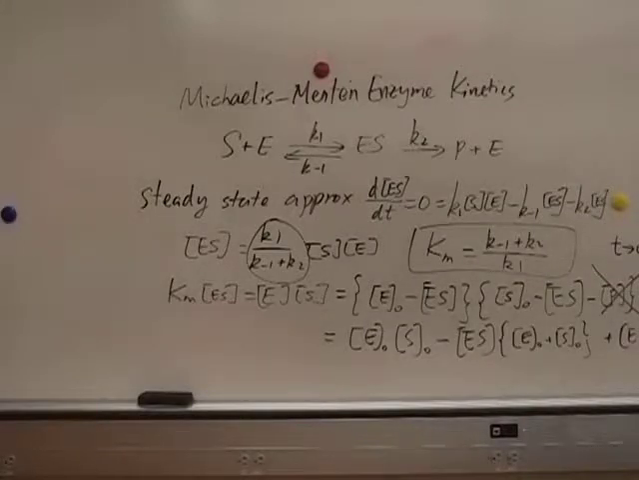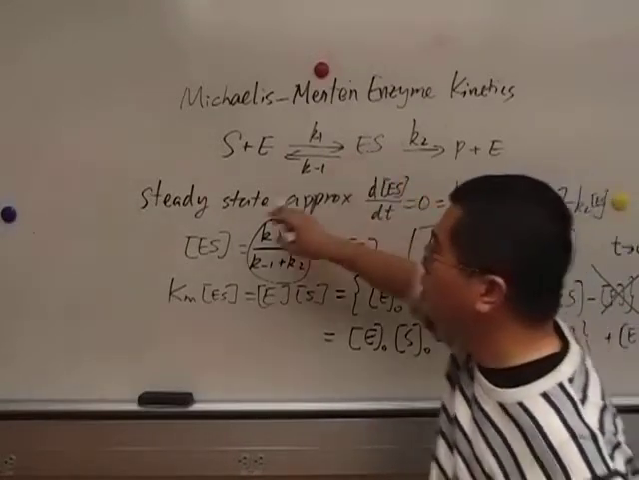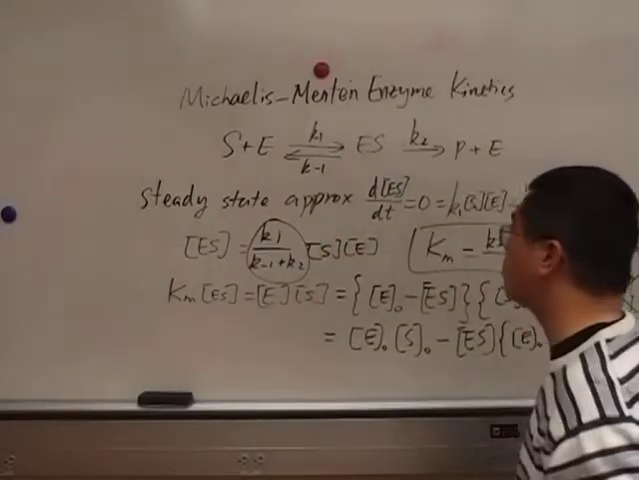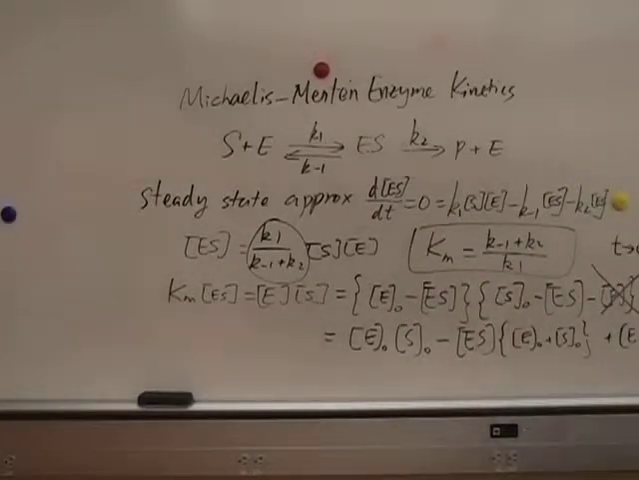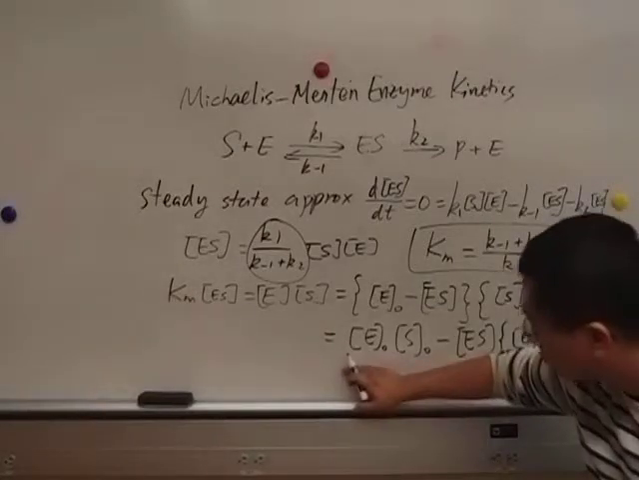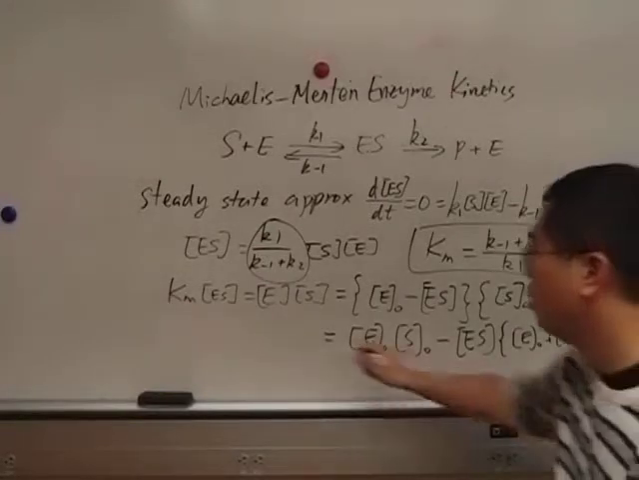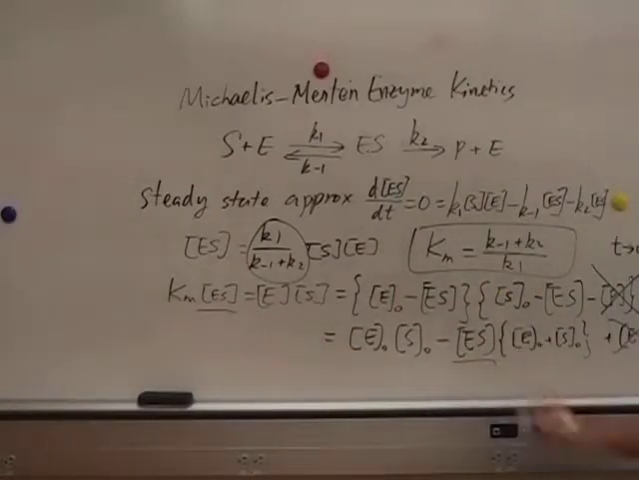Again, we mentioned that this ES is assumed to be very unstable, and that's why we apply this steady state approximation to ES. If it's very unstable, the concentration of ES is very small. So this term is much, much smaller than this term, and this term is much smaller than this term as well. So anyway, we'll just neglect this very small ES squared term. Now we have the concentration of ES here and here, and we're going to combine everything and get the expression for ES.